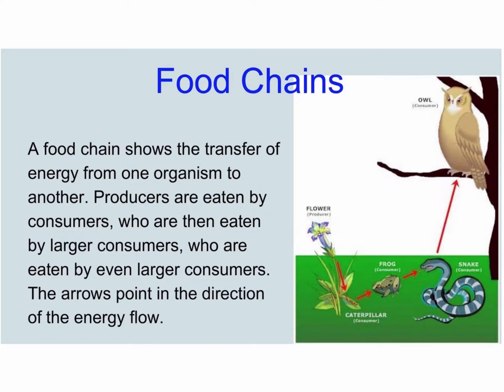A food chain is a straight line. It's like things linked together in a chain, and it shows the transfer of energy from one organism to another. So we always start with producers. They're the organisms that bring energy into the ecosystem. So producers are eaten by consumers, who are then eaten by larger consumers, who are then eaten by even larger consumers. A very important thing about a food chain and even a food web is that the arrow points in the direction that the energy is flowing.